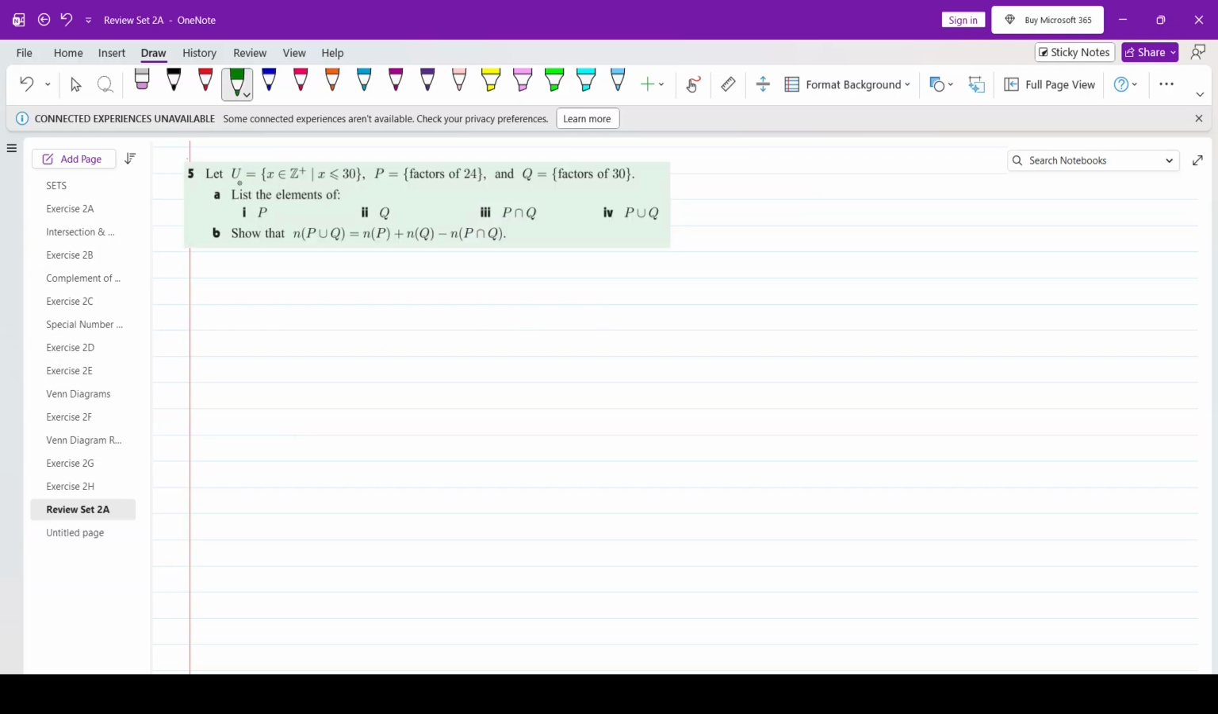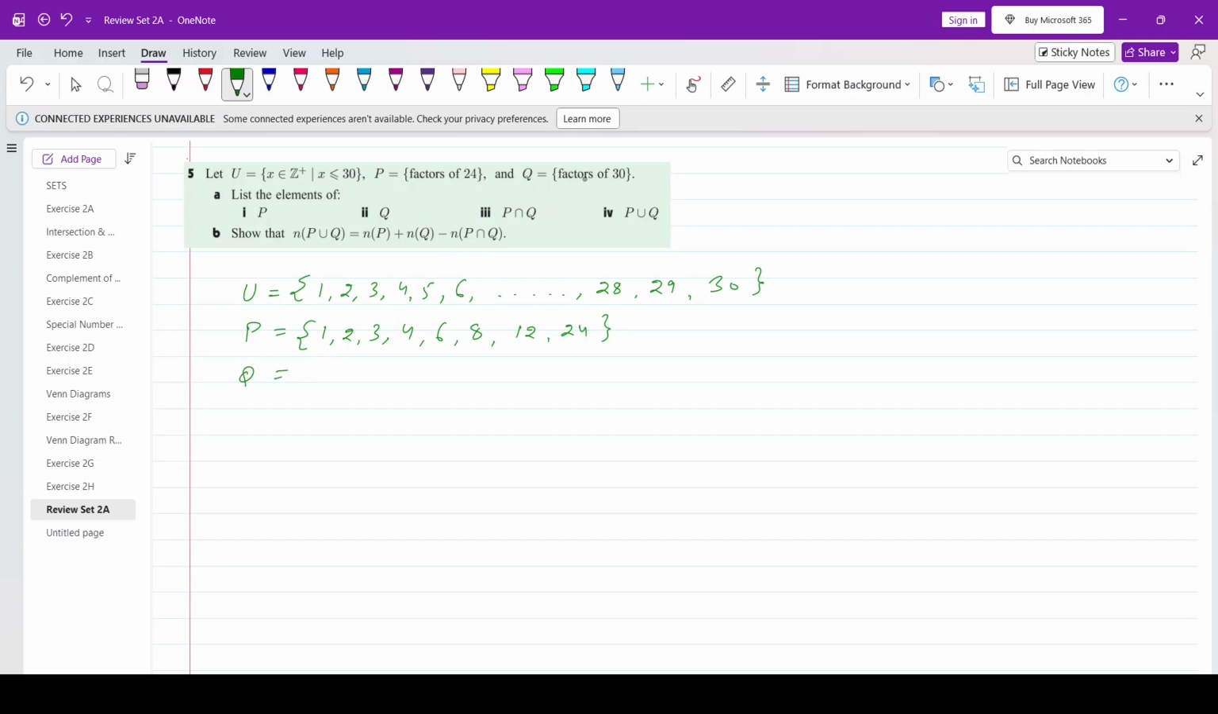Let U, that is the universal set, be a set of positive integers such that those integers are less than or equal to 30. So U is a set of positive integers that is going to start from 1, 2, 3, 4, 5, 6, and so on till 28, 29, and 30. P is a set containing factors of 24. Therefore, 1, 2, 3, 4, 6, 8, 12, and 24.